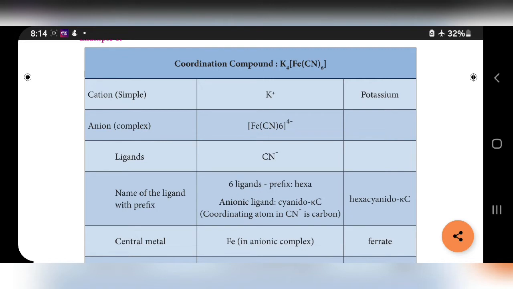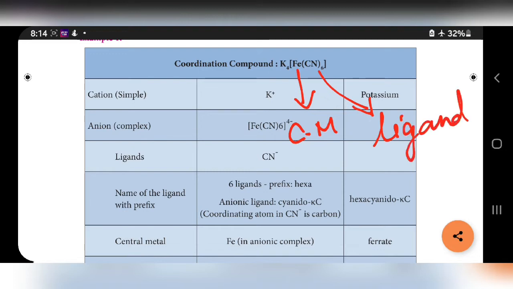Name of the ligand. In square bracket, first one is the central metal ion, remaining all are called ligands. So totally how many ligands are there? 6 ligands are there. 6 means we should use hexa.